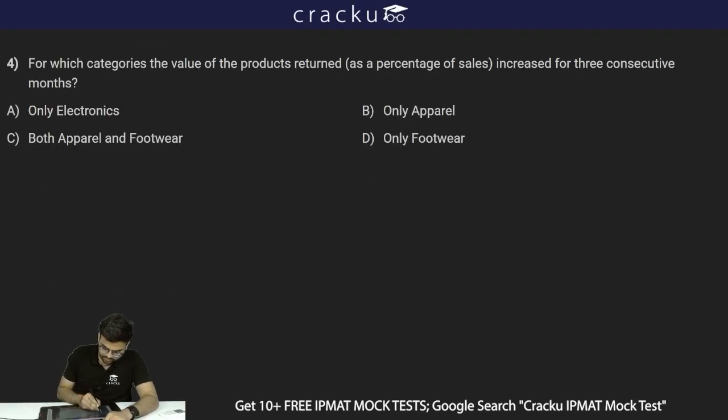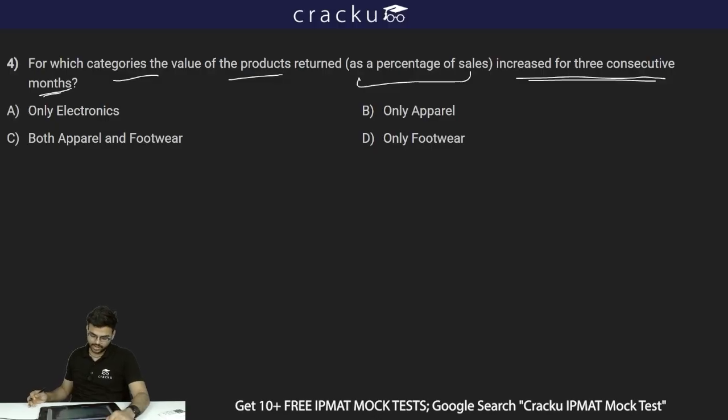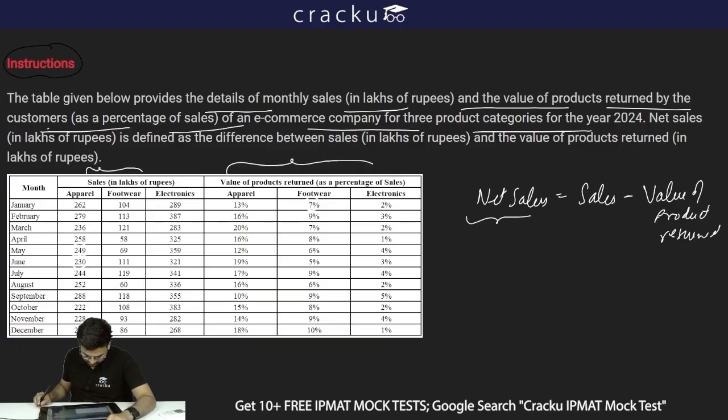Now the next question is saying for which categories the value of the products returned as a percentage of sales increased for 3 consecutive months. So we will look at the table and find out for which category. There are 3 categories: electronics, apparel and footwear. For which of these 3 categories can we see an increase in the value of the products returned as a percentage for 3 consecutive months? So we'll go back to the table. For the apparel category, can I see a 3-month consecutive increase in the percentage of the value of product returns?